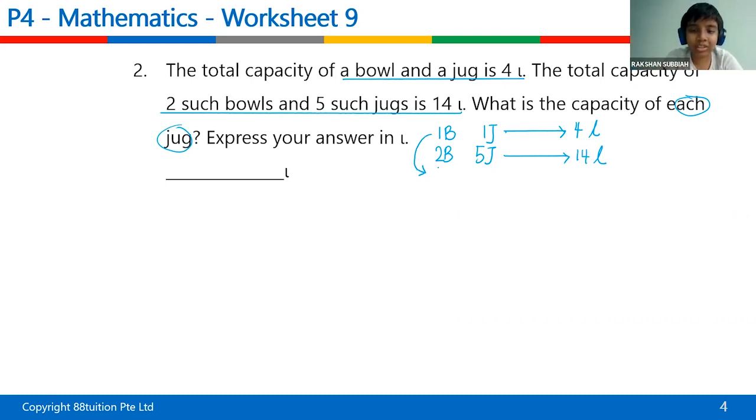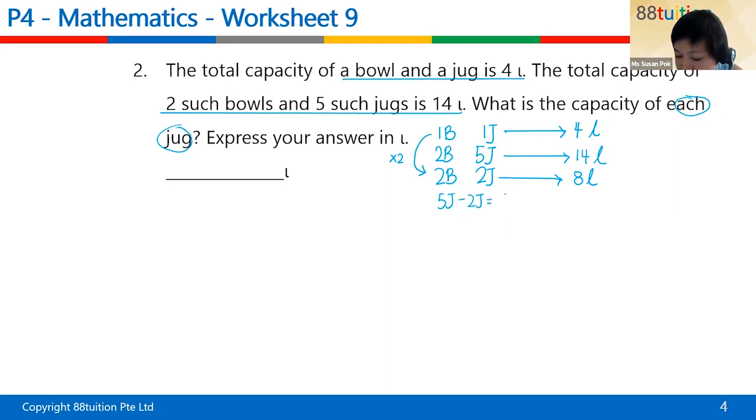Okay, slowly. Just now you said you double up. Very good. You double up, it is 2 bowls, 2 jars. And what does it give you? Then you minus this one. You have 8 liters. Good job. You want to minus because you have 2 jars already. I mean, you have 2 bowls and 2 bowls, so you can remove the 2 bowls. Now you must find the jar. 5 jars minus 2 jars gives you the leftover 3 jars. So you have 14 liters.